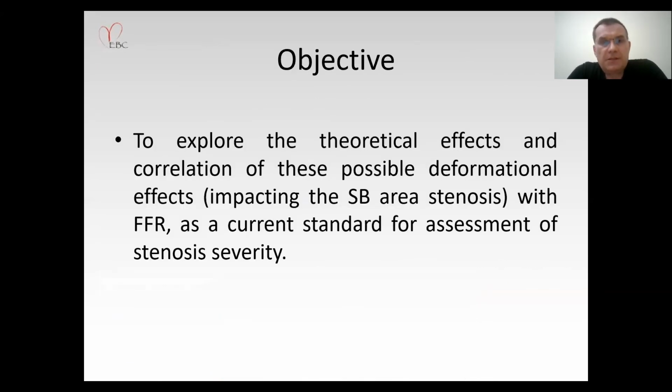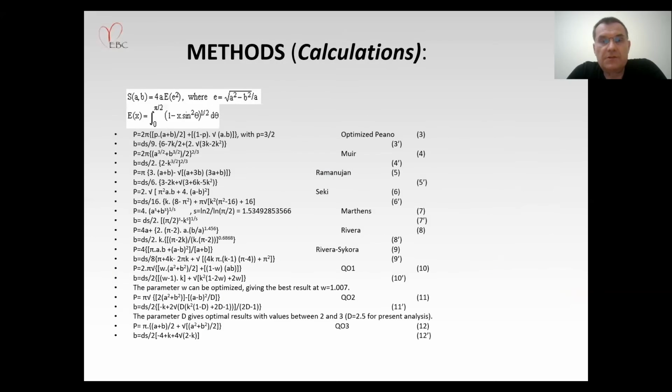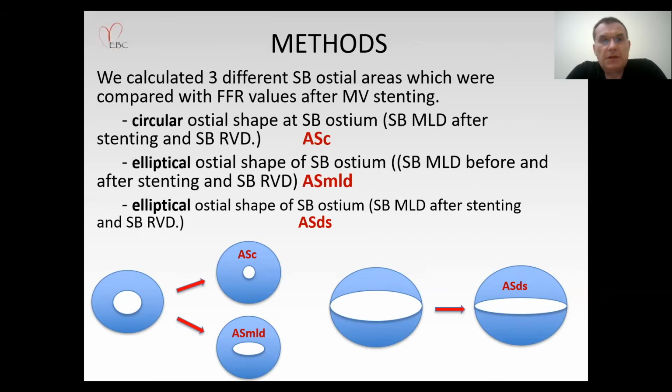The objective of this study was to explore the theoretical effects and to correlate these possible deformation effects with FFR, which is the current standard for assessment of stenosis severity. We proposed three possible changes of the side branch ostium after main vessel stenting. The first one is circular to circular after stenting the main vessel. This is a circular to circular ostial shaping in the side branch ostium.